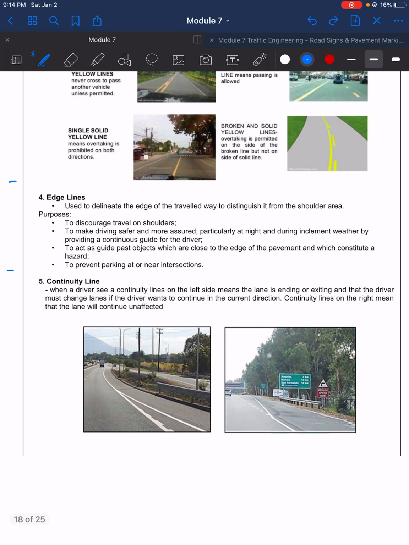Edge lines are used to delineate the edge of the traveled way to distinguish it from the shoulder area. Purposes: to discourage travel on shoulders, to make driving safer and more assured, particularly at night and during inclement weather, by providing a continuous guide for the driver. To act as a guide past objects which are close to the edge of the pavement and which constitute a hazard. Then the fourth purpose is to prevent parking at or near intersections.